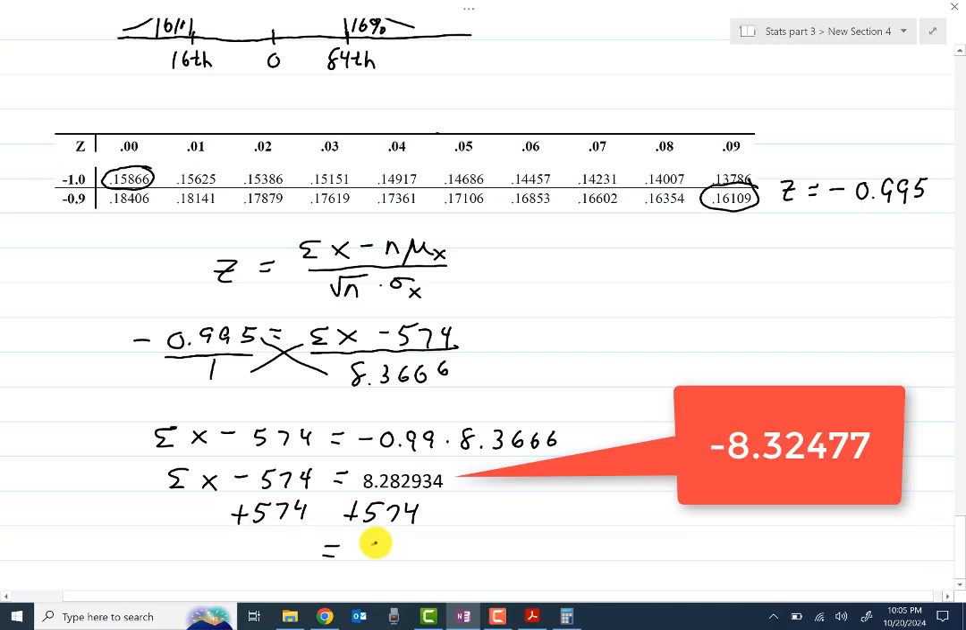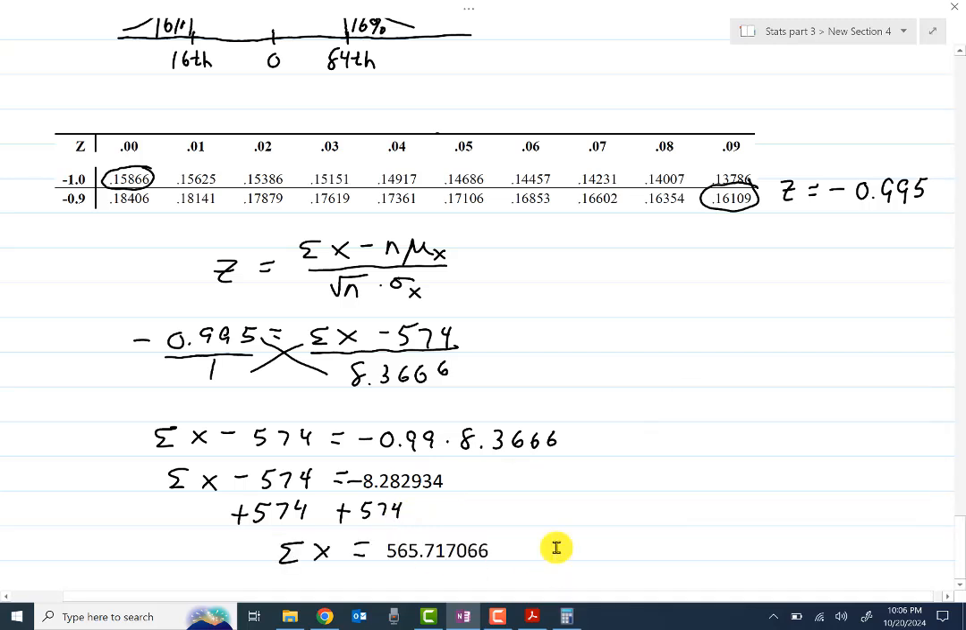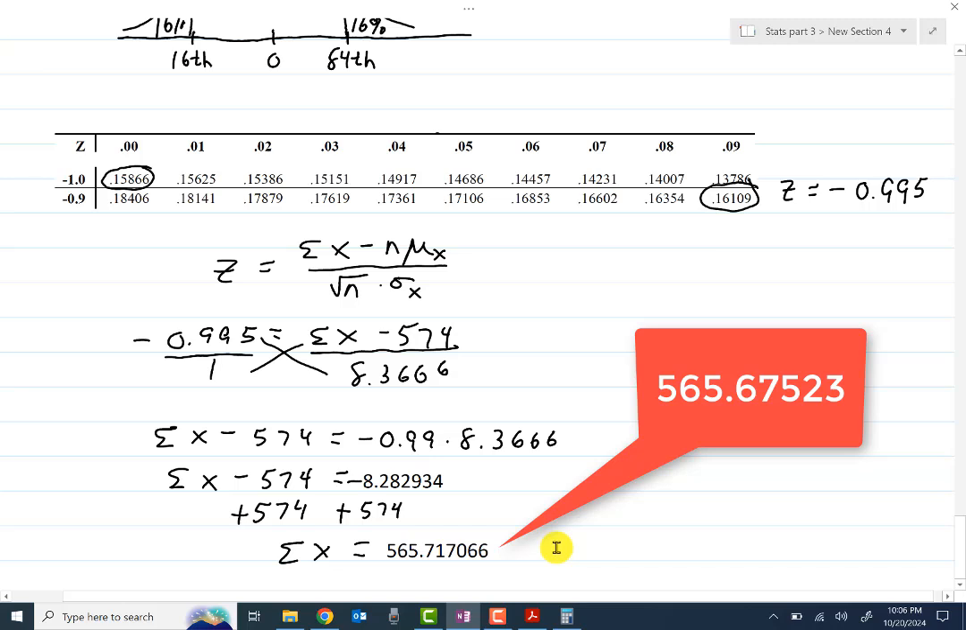That looks like 582 point. Careful, careful, very careful. Notice I forgot that negative there, so be very careful. So when I go to do it on my calculator, so there's my 16th percentile.